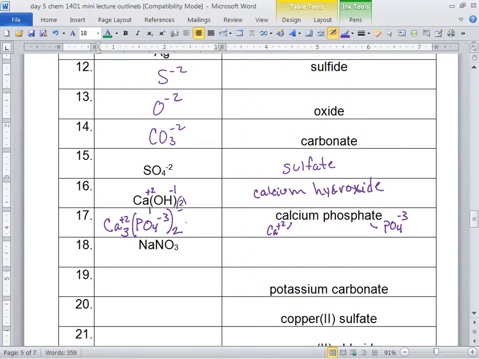Okay. And notice how the math worked out. 3 times positive 2 is a positive 6 from the calcium. 2 times negative 3 is a negative 6 for the phosphate. So it adds up to be 0. You don't do anything with the 4; it's needed there to make that negative 3 compound. And this should be PO4 with parentheses, so you have to have this whole thing in there. There you go.